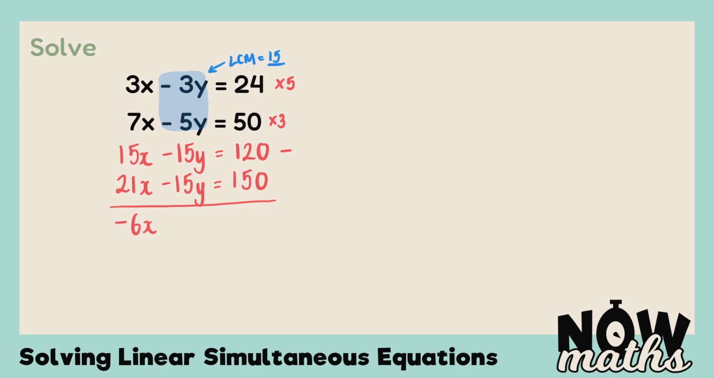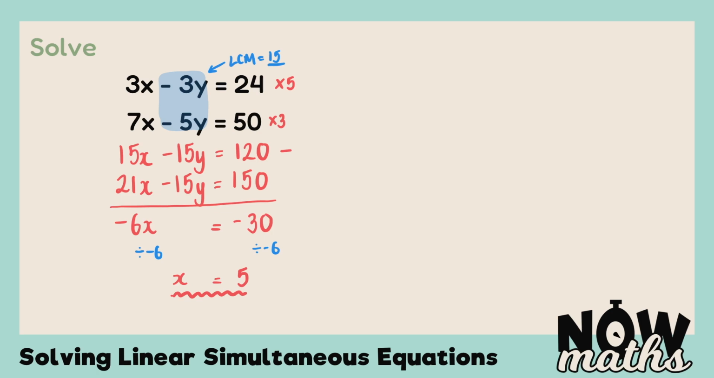Then negative 15y subtract negative 15y is 0. And then 120 subtract 150 is negative 30. Of course, if you wanted to swap the order of those equations before subtracting to avoid the negative numbers, you absolutely could. Now solving, we're going to have to divide by negative 6, which gives us x on the left, and negative 30 divided by negative 6 gives us positive 5. So our x solution is positive 5.